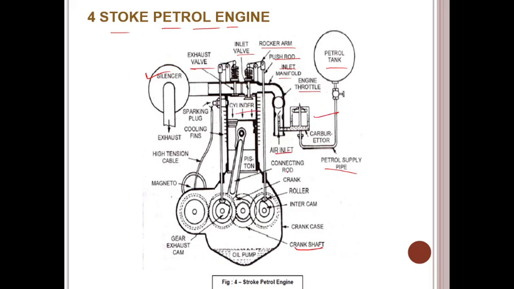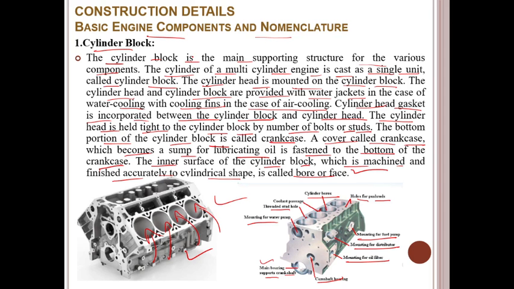This is a cylinder. This is the connecting rod. This is the crank. These are the rollers. This is the cam. This is the crankcase. This is the gear, exhaust. This is the magneto. These are the high tension cables. These are the cooling fins to cool the engine. There is a spark plug for combustion. So these are the various components. We have discussed the cylinder block.